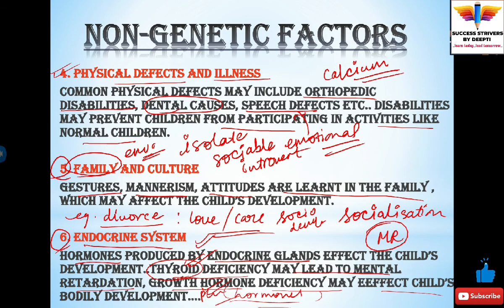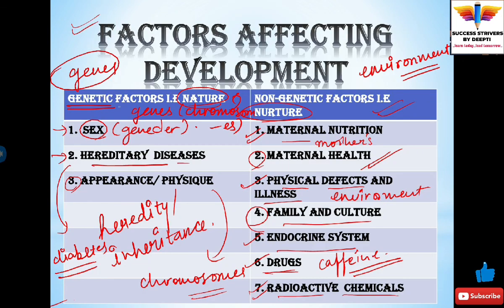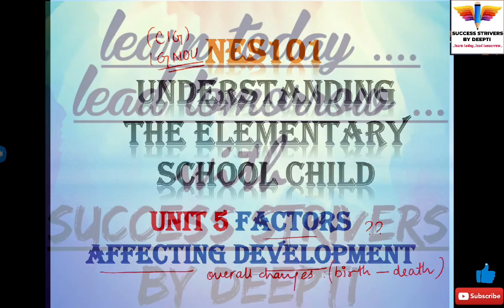So basically there are two things which are affecting the development of a child. The first one is the genetic factors, and the second one is the non-genetic factors. So nature and nurture are equally responsible for the development of the child. That's all about today's video.